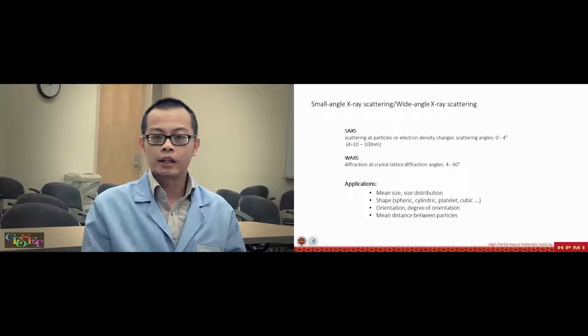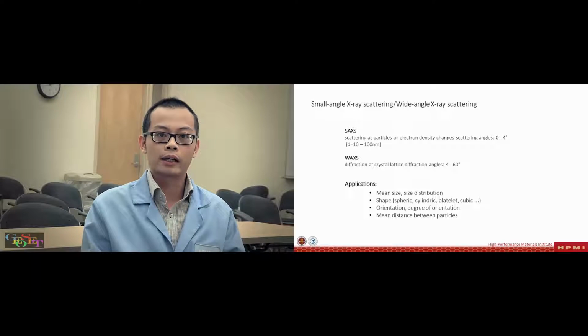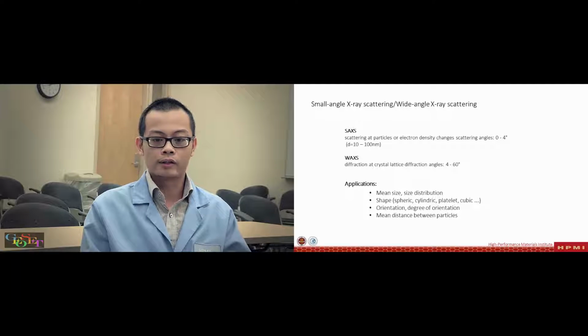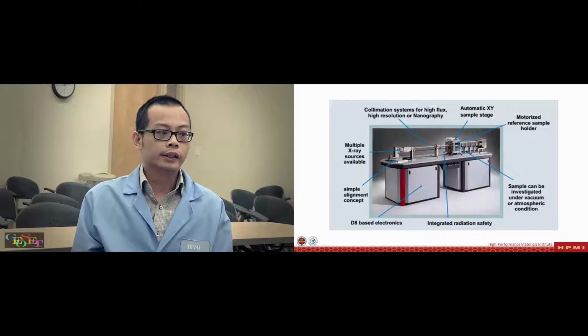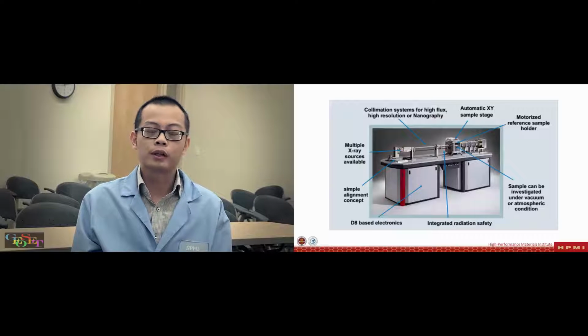The application of this system is that it can tell us the size and shape distribution of the material. It can tell the orientation of the crystal inside the material, and it can tell the mean distance between the particles. So today we will run the X-ray measurement on thin film materials.